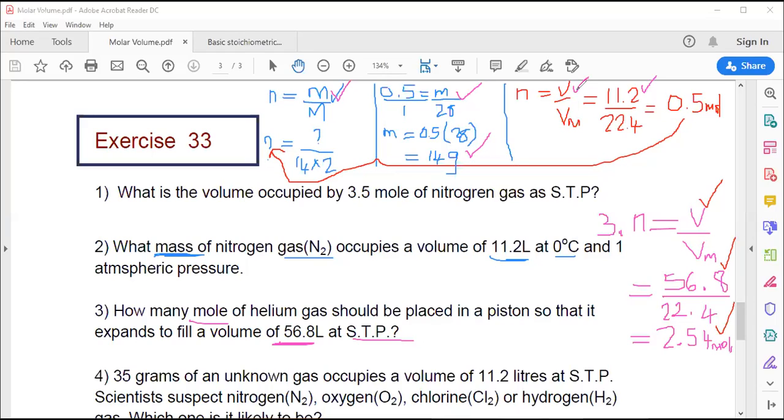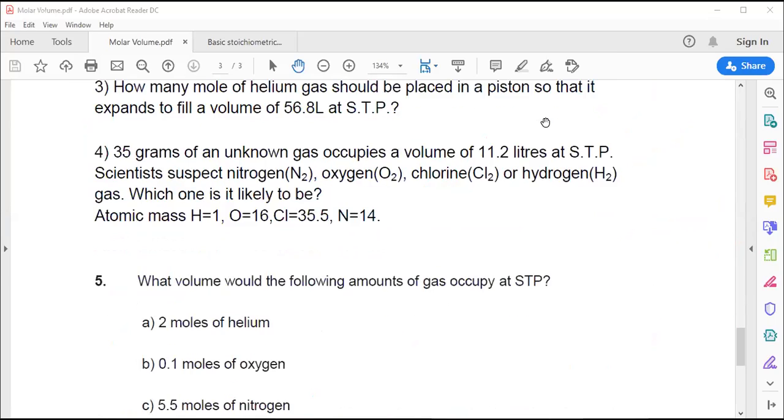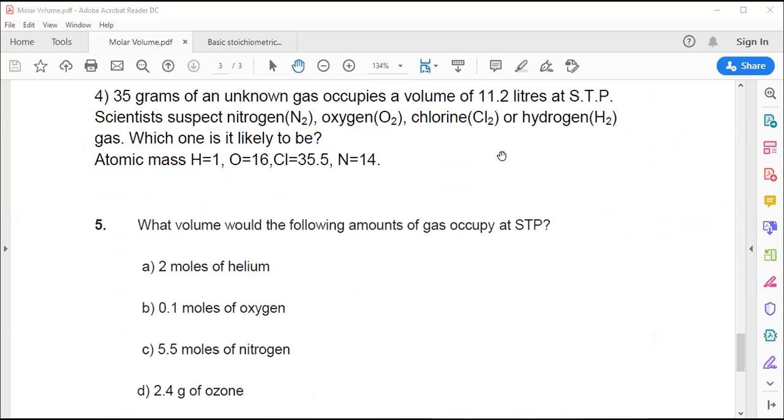Right, I move on to the next one. Number 4. Right, for number 4, let's look at this one. It says 35 grams, so that's mass, of an unknown gas occupies a volume of 11,2 liters at STP.